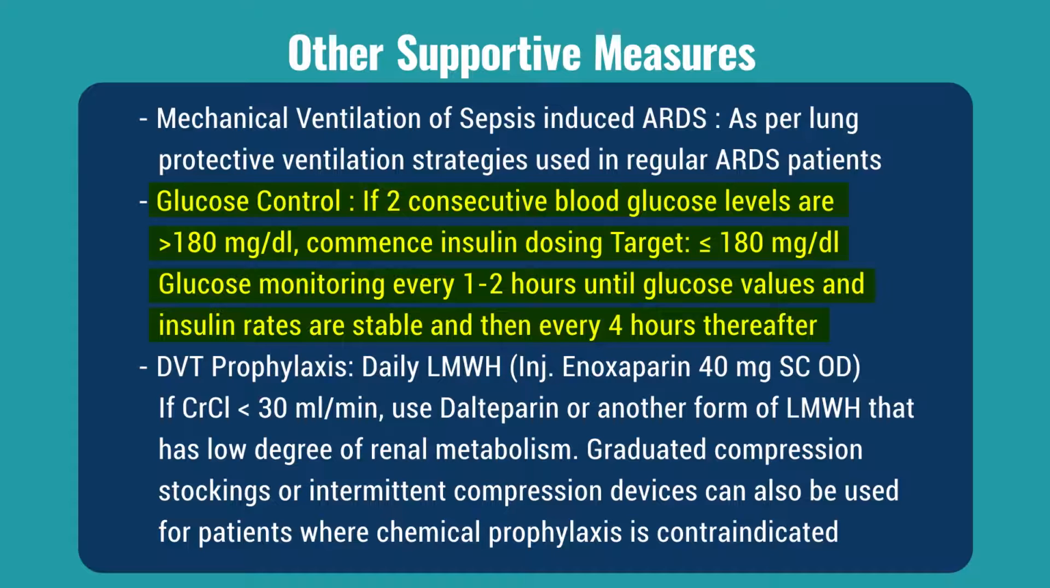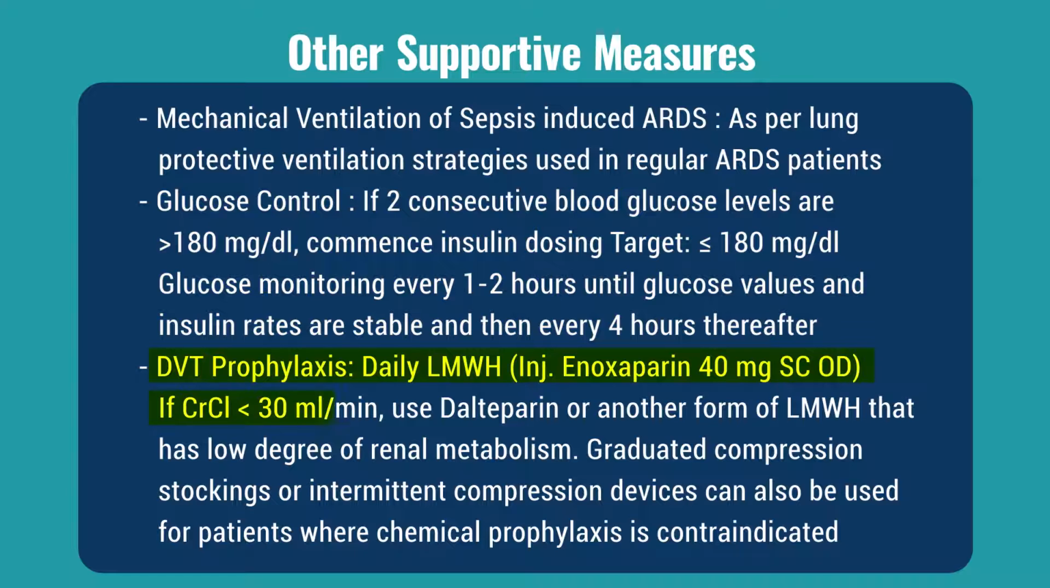The other factor of glucose control is that it is shown that a tight control regime does not have any mortality benefit in patients, and so that is why the target is fixed at around 180 milligram per deciliter.